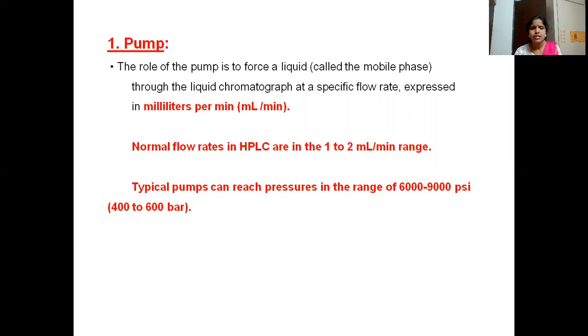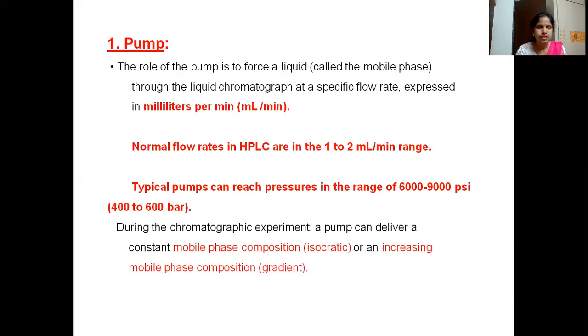So the flow rate will be fixed with the help of the system. In the computer system itself, you can just load the data, and according to that, the mobile phase will be entering into the column. And the pump pressure that we can apply is from 6,000 to 9,000 psi, or 400 to 600 bars. So this pump is helping in the passage of the mobile phase into the column.